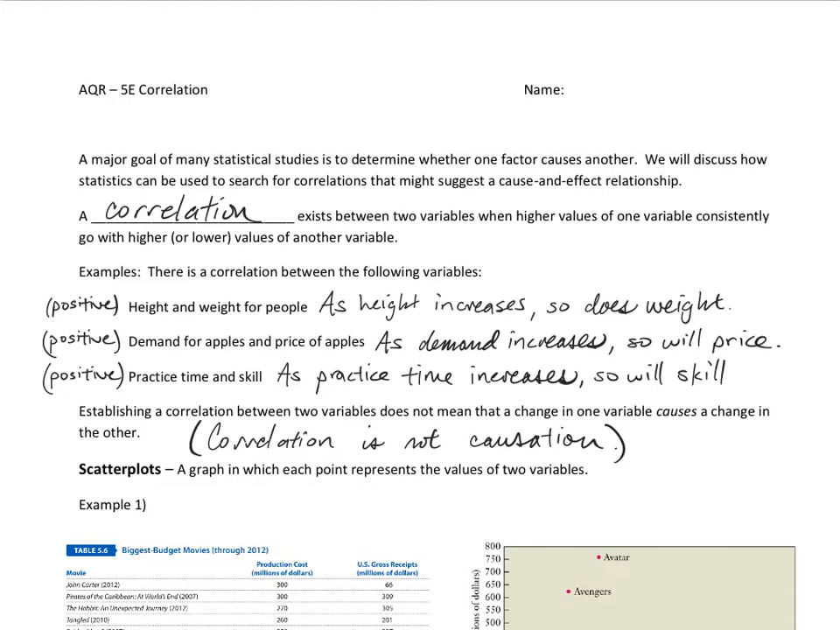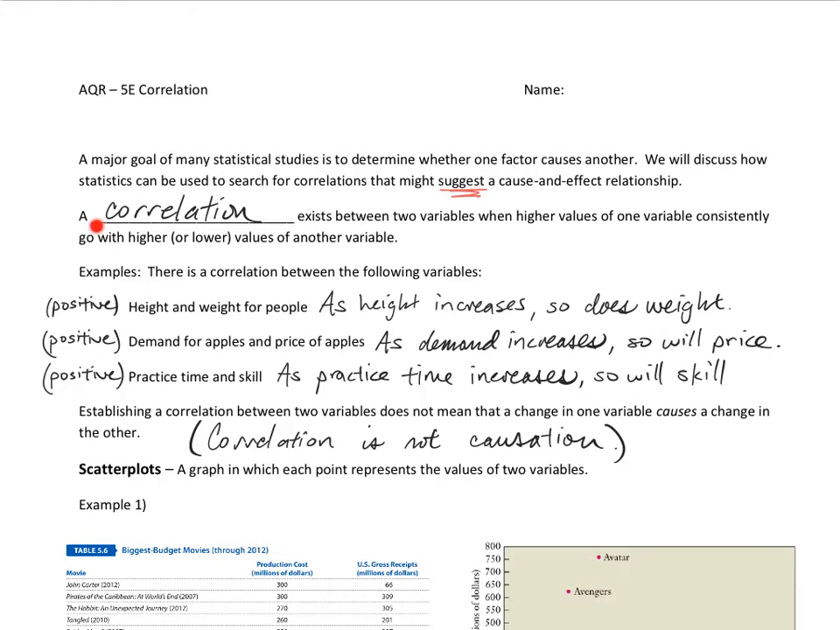A major goal of many statistical studies is to determine whether one factor causes another. Can you find a cause and effect relationship between two variables? We will discuss how statistics can be used to search for correlations that might suggest a cause and effect relationship. And this word is important, suggest. They might suggest a cause and effect relationship.